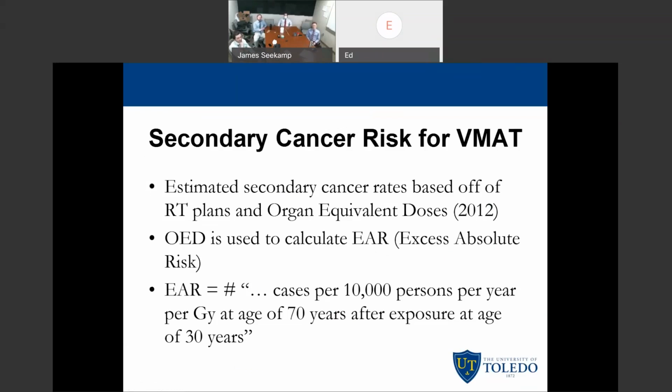So the way they did this is they used organ equivalent doses, which is a risk estimate method, a metric used to calculate the EAR, the excess absolute risk. This is going to tell you the number of cases per 10,000 people per year per gray at age of 70 years after exposure of 30 years. So this is basically looking at 30 years down the line, how many people per 10,000 are going to get a secondary cancer from this treatment.